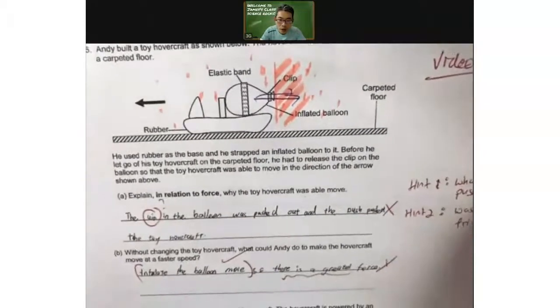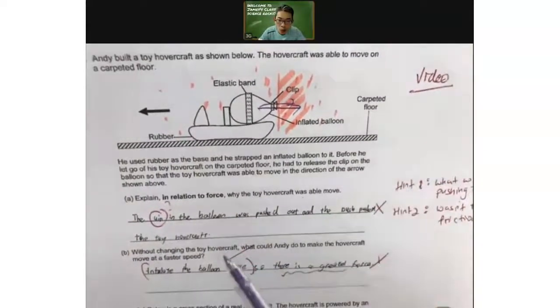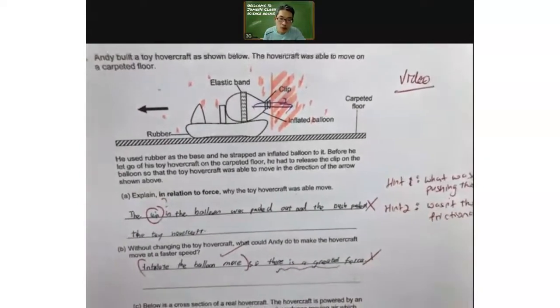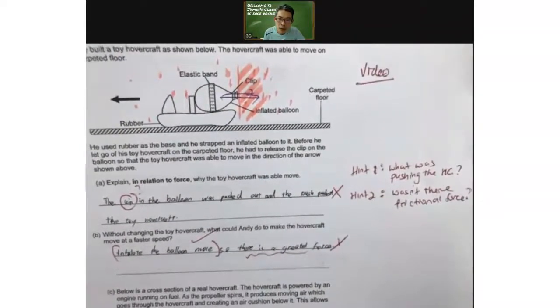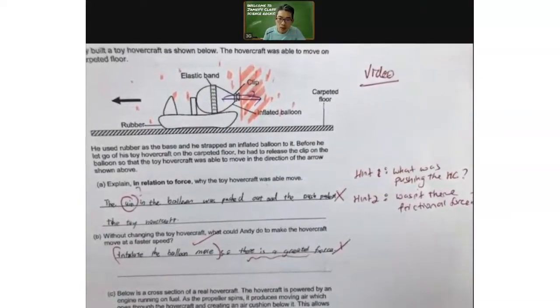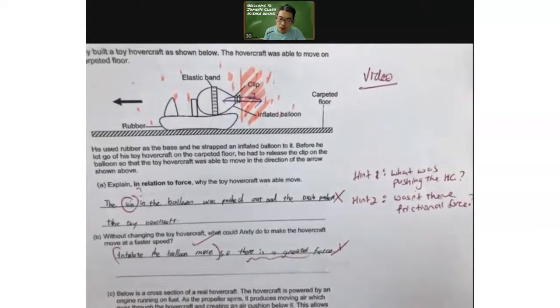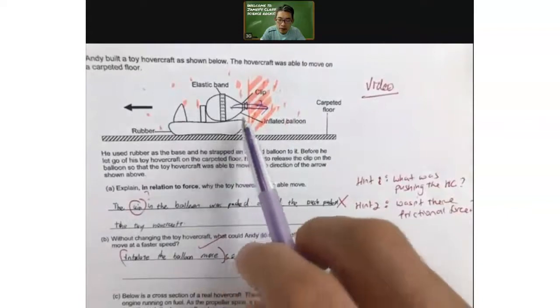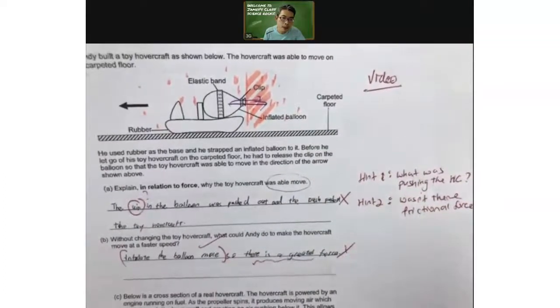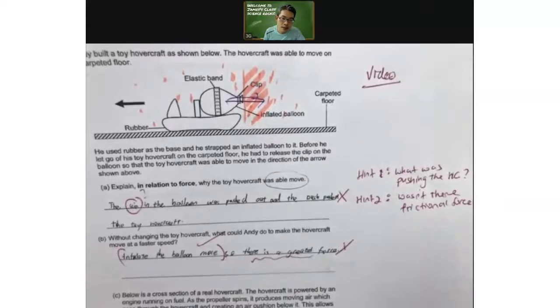So in relation to force, you can use energy to answer this. Why was the toy hovercraft able to move? So I give you two clues here. Firstly, what was pushing the hovercraft? Second clue, wasn't there frictional force? You can push all you want, but if the frictional force is greater than the force that you're pushing with, it still wouldn't move. So in order to move, there has to be two components to this idea that allows the object to move. Think about how you will answer this and try it now.